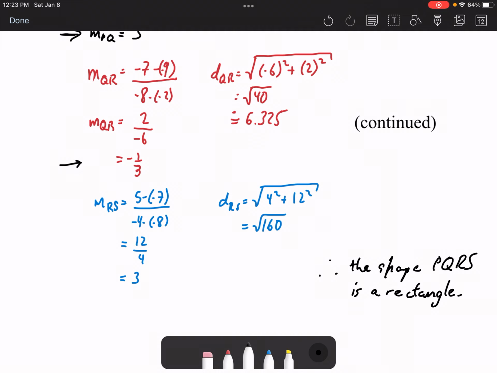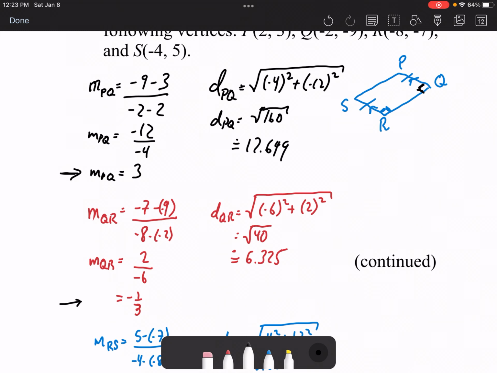Just by determining that they're parallel, that certain side lengths are the same size, and also that the angles are 90 degrees.